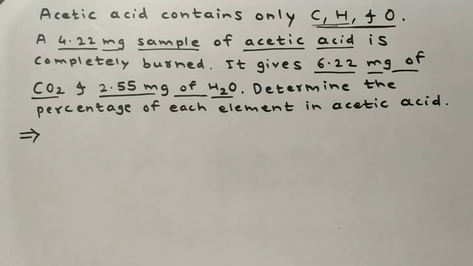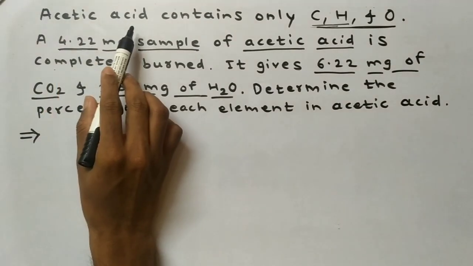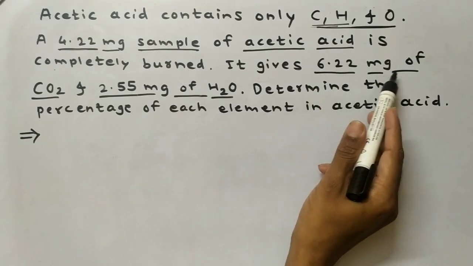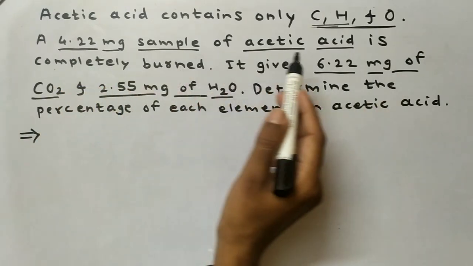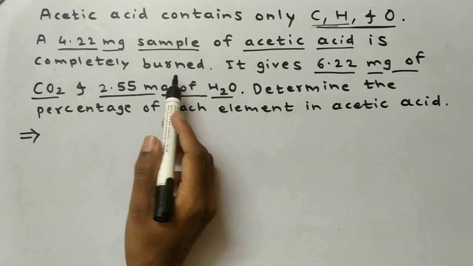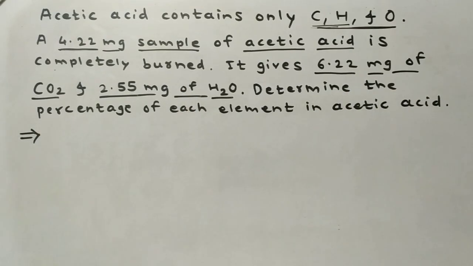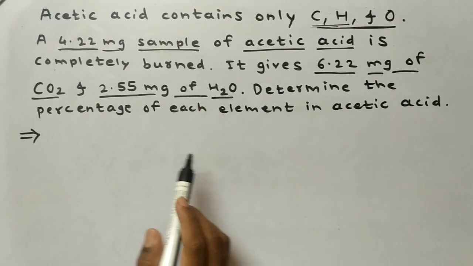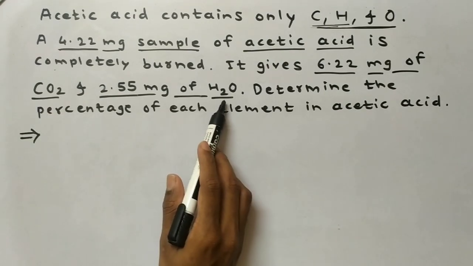Hello guys, so today we will see how to determine the percentages of carbon, hydrogen and oxygen from the combustion reaction. So in general, from the combustion reaction we'll get CO2 and H2O as the products. So here a 4.22 milligram sample of acetic acid is completely burned and it gives 6.22 milligrams of CO2 and 2.55 milligrams of H2O. Now CO2 and H2O are the products.